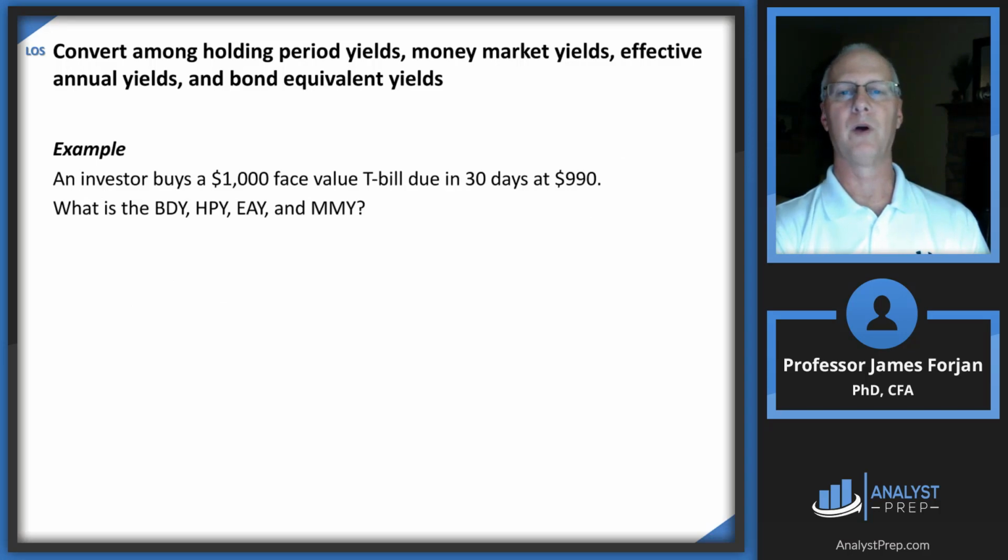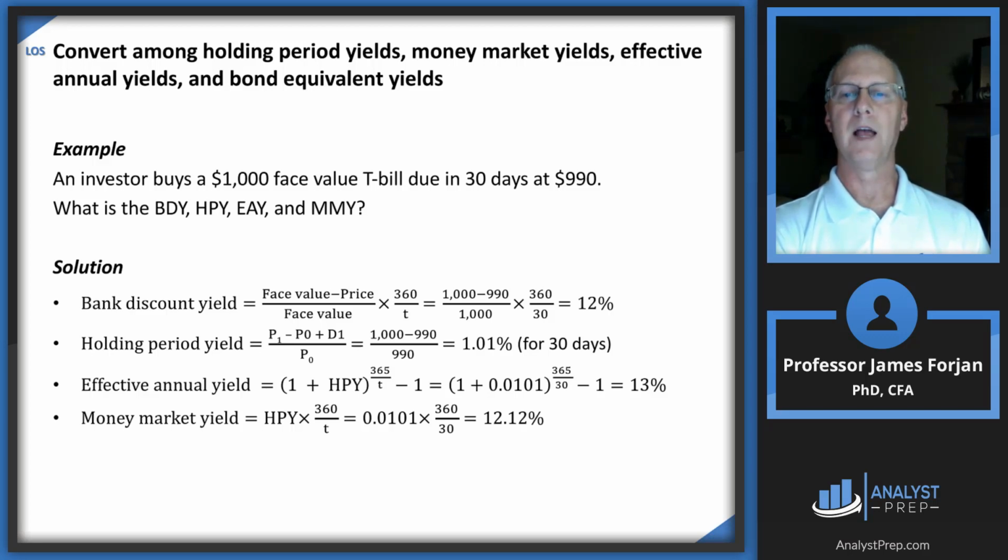Let's do a problem here. Suppose we have a T-bill selling at $990 that matures in 30 days. Let's compute all of those things. There are the formulas and the inputs given: a $1,000 face value, a price of $990, and 30 days. We input those into each of the formulas and get 1.01%, that's for 30 days, remember. Then we annualize that in the effective annual yield, compounding it out using 365, which gets us to 13%. If we annualize using the money market yield, we use just 360 days and multiply by 360 over 30, which gets us 12.12%. I'll allow you to pause the video to get caught up in the mathematics of that page.